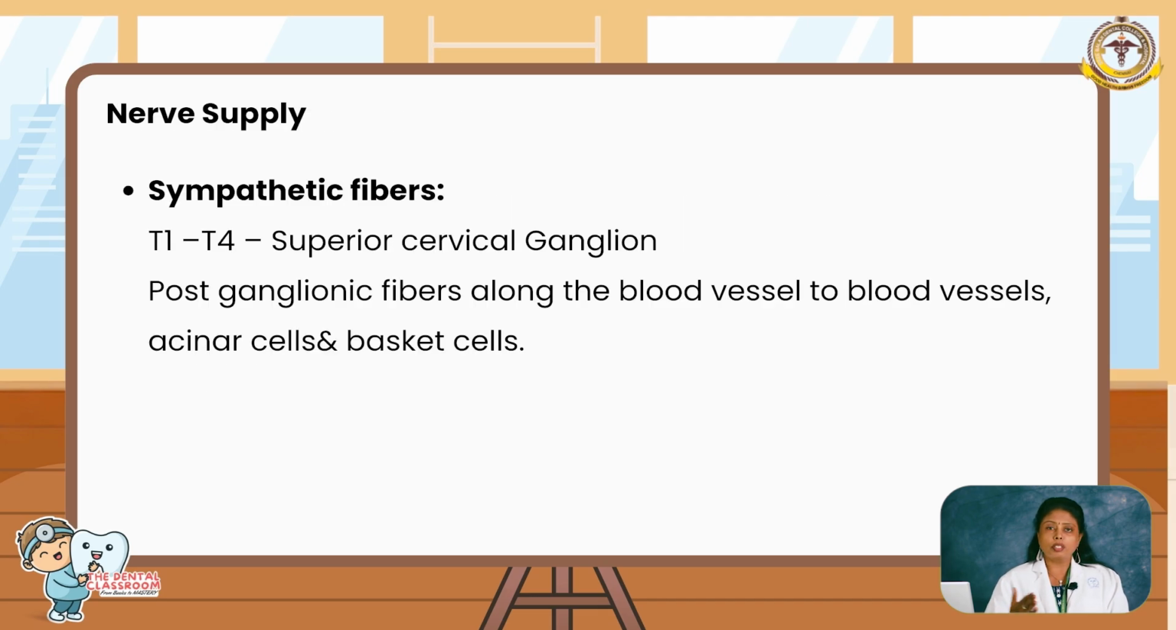It is supplied by both sympathetic and parasympathetic fibers. Sympathetic supply is by the superior cervical ganglion from T1 to T4. The postganglionic fibers will supply the acinar cells and basket cells. So, they are responsible for the secretion and release of saliva into the mouth, and the messengers involved here are calcium and cyclic AMP, along with circulating norepinephrine. This will cause vasoconstriction and production of thick saliva.